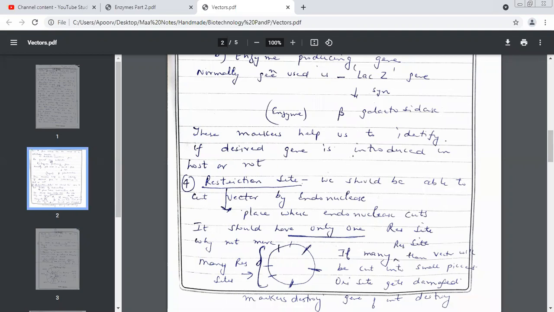It's okay, fine. Third is selectable marker. Take 1 minute, read about the fourth point, that is restriction site. Very quickly, let me explain it.